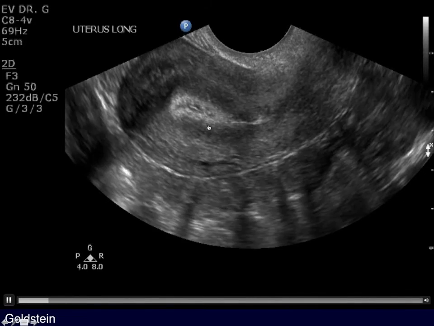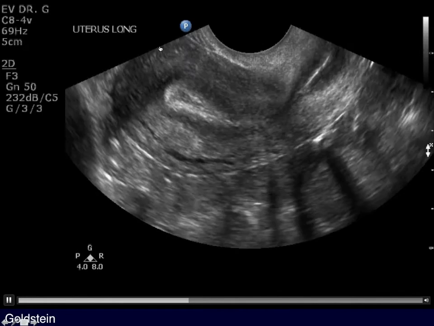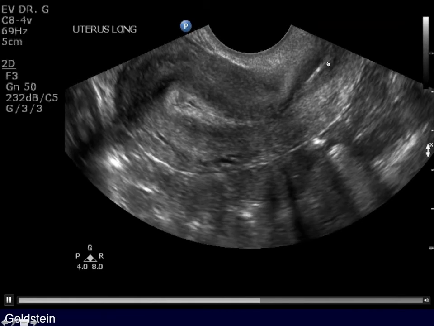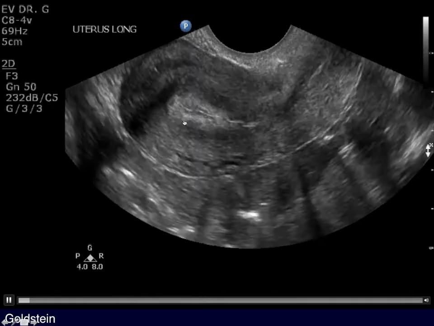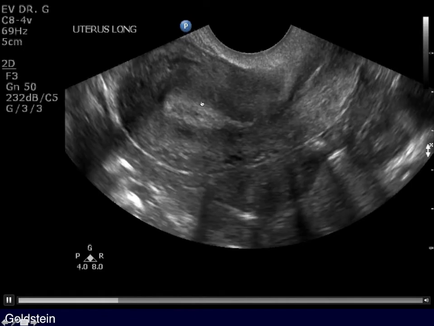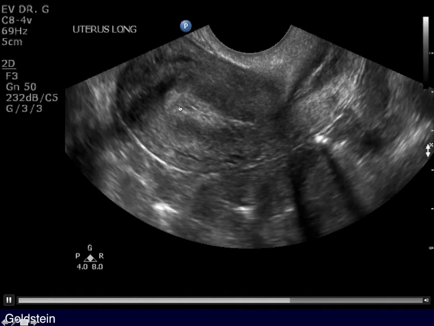And if we look at this as a transvaginal ultrasound, this is now the uterus in long axis. Here's the endocervical canal leading up into this fiercely echogenic endometrial echo, which corresponds to the secretory phase due to the introduction of progesterone.